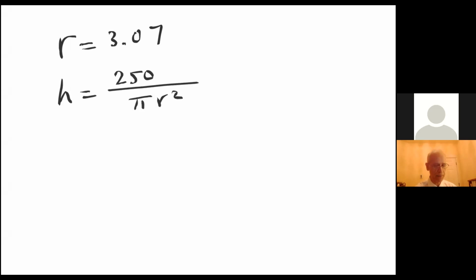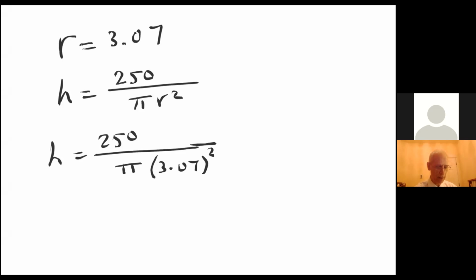So now that I found out based upon my graph that r equals 3.07, we already figured out that h equals 250 over pi r squared. And so h equals 250 over pi times 3.07 squared, and that gives me roughly 8.443.